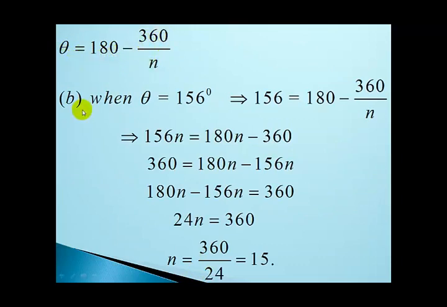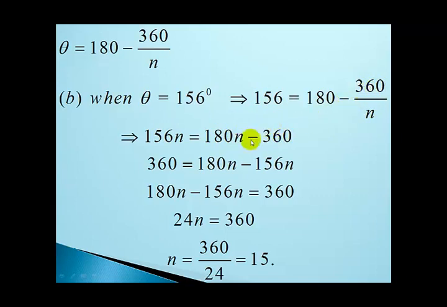Now B, we are asked to find the number of sides when the angle is 156. So this is just a matter of substitution. Wherever we see theta, we substitute it by 156. And in doing that, we have 156 is equal to 180 minus 360 over n. So we multiply through by n. So n times 156 will give us 156n. This is equal to n times 180, which will give us 180n. And 360 divided by n times n will give us 360. And that is how come we are left with minus 360.